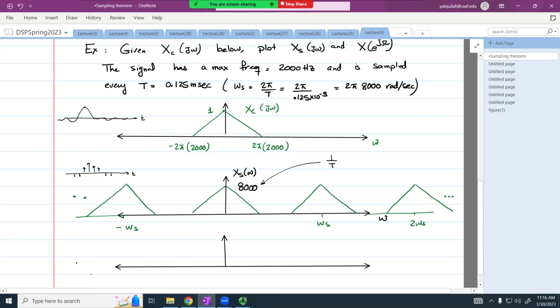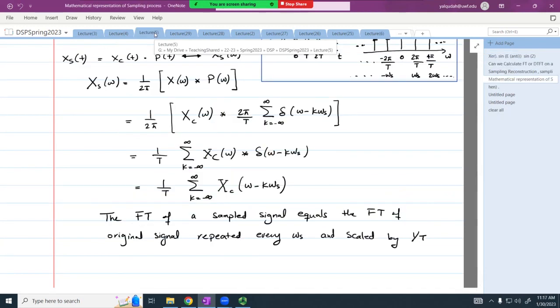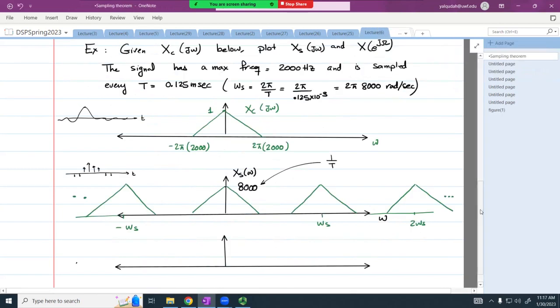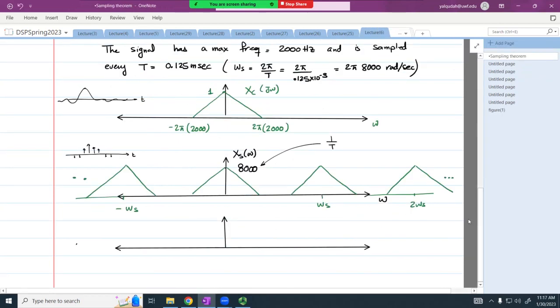Is that clear? What is T equal to? 0.125 millisecond. 1 over T is going to equal 8,000. Where did this 1 over T come from? Why did we have to scale it by 1 over T? From the expression that we derived. The expression says 1 over T, the summation of Xc(j(Ω − kΩs)). Make sense? So this is 1 over T. Okay, so this is the Fourier transform of the sampled signal.